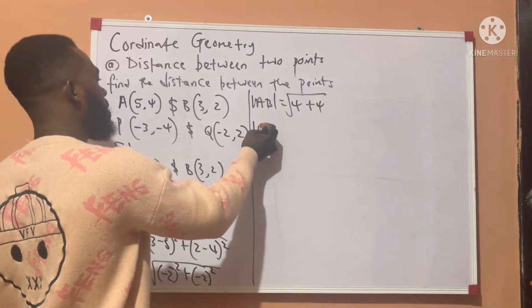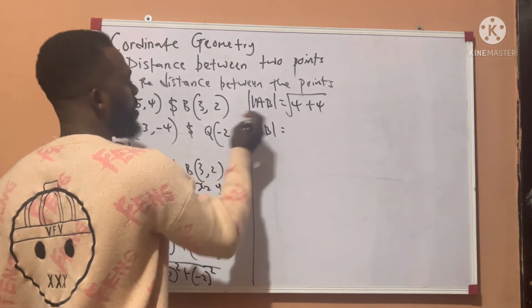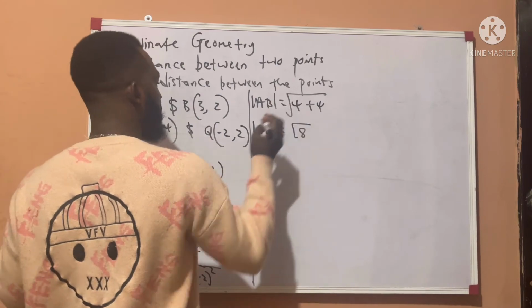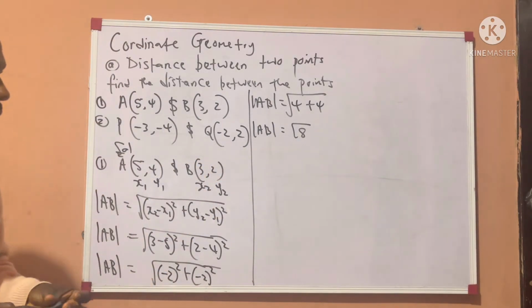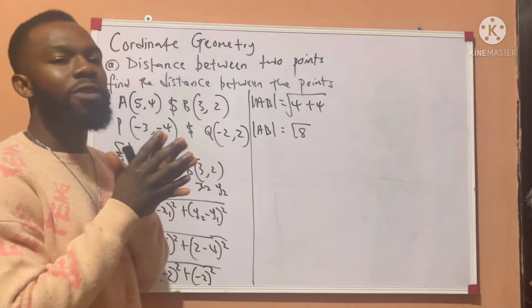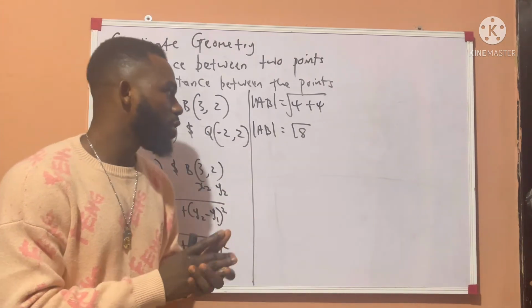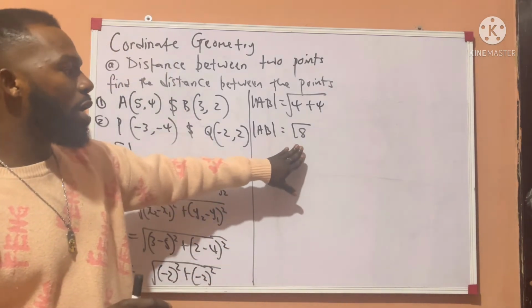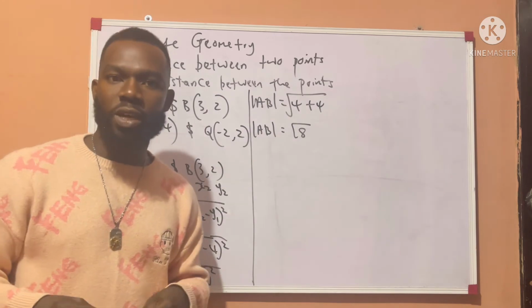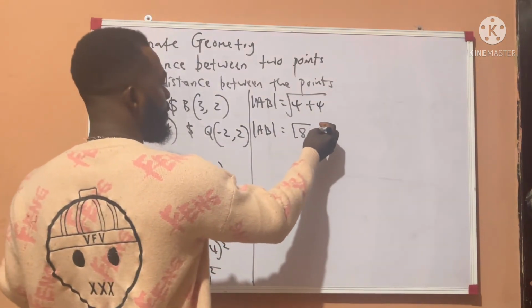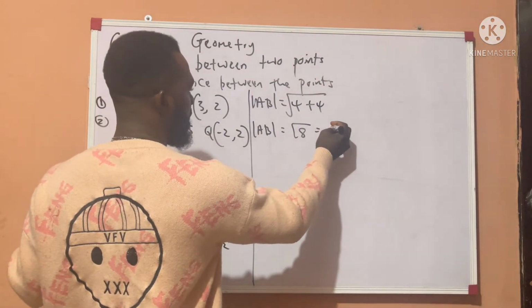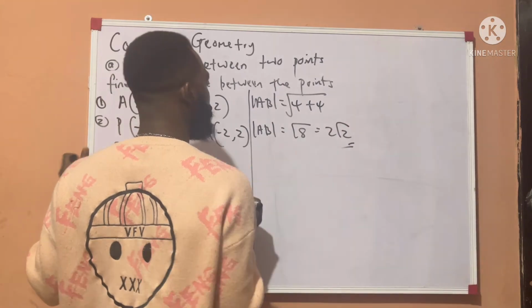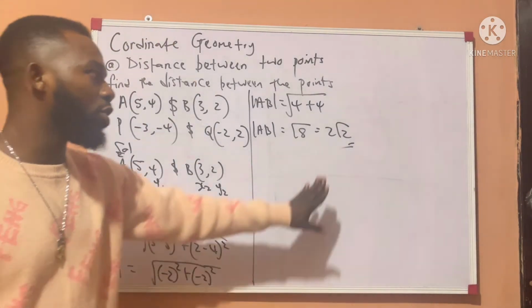And of course, AB, the distance becomes root 8. Now, root 8 is an irrational surd. And so what we're going to do now is simplify root 8. If we simplify root 8, we are going to get 2 root 2. Now, most of us don't know how I got 2 root 2.